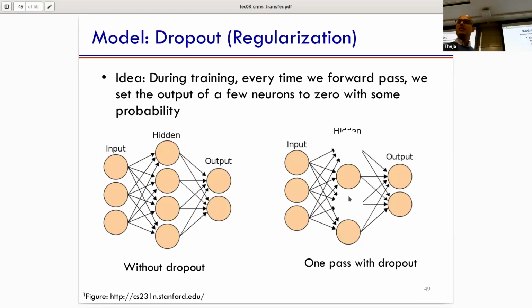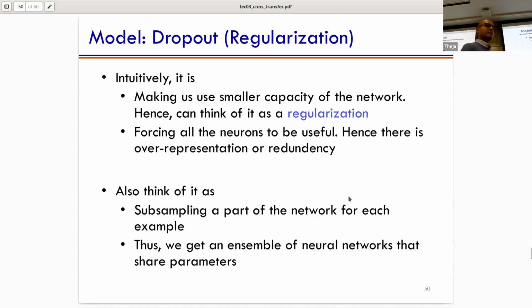Any questions? Yeah, in fact, I'll come back to the probability thing. So the intuition is basically we are making use of a smaller capacity of the network. The full network was the canonical network on the left side. Now we want to use a smaller subset of the network, basically a smaller graph, effectively. It's not really a computational graph, but a smaller illustration to predict. So that's why you can think of it as a regularization. It's using a smaller capacity.